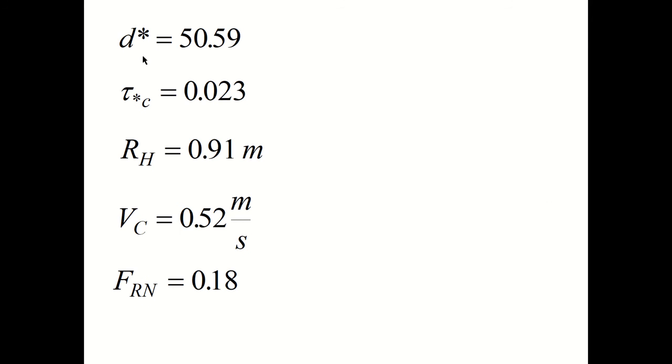So for our particular dimensionless sediment diameter, it comes out to be 50.59. That gives us a critical dimensionless shear stress of 0.023. Our hydraulic radius is 0.91, and putting that in gives us a critical velocity of 0.52 meters per second, and the Froude number at the normal depth of being 0.18.